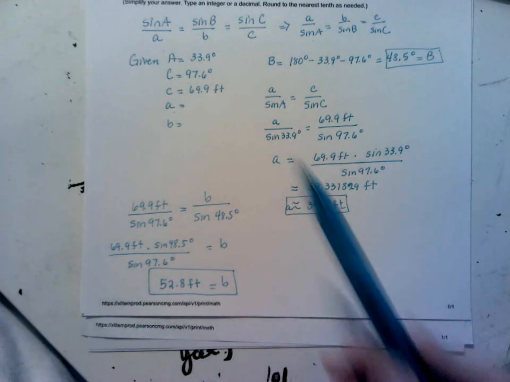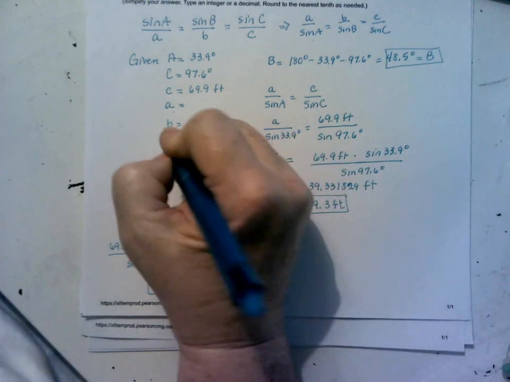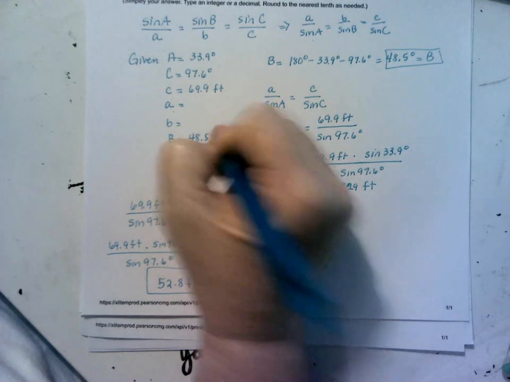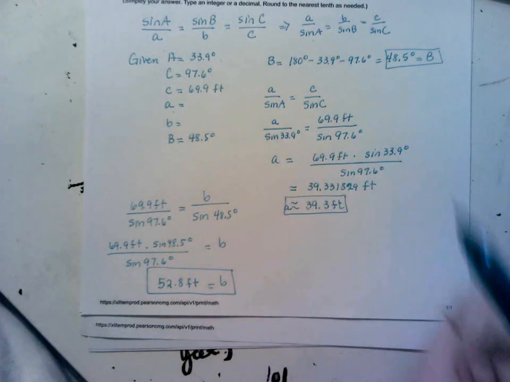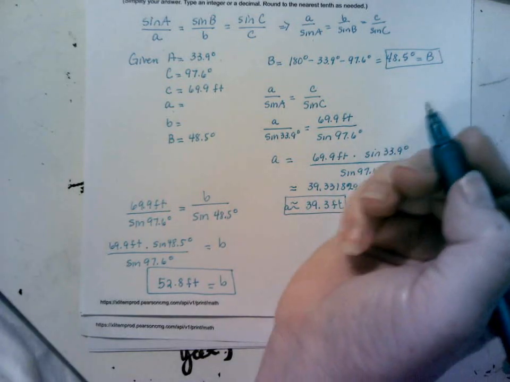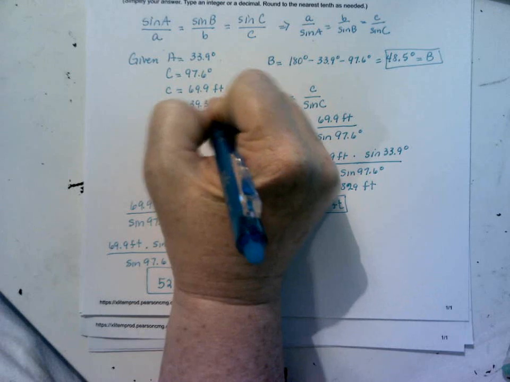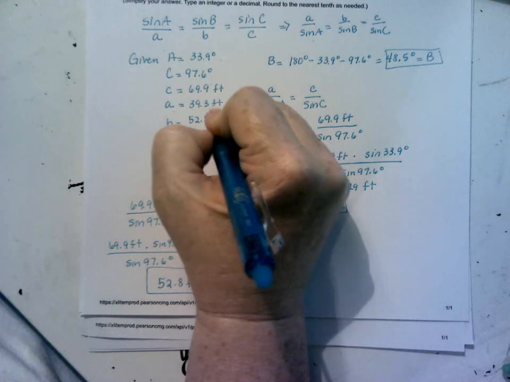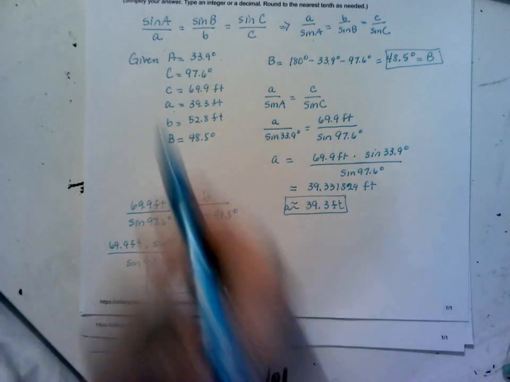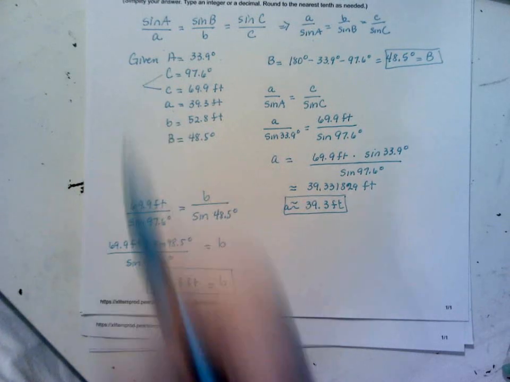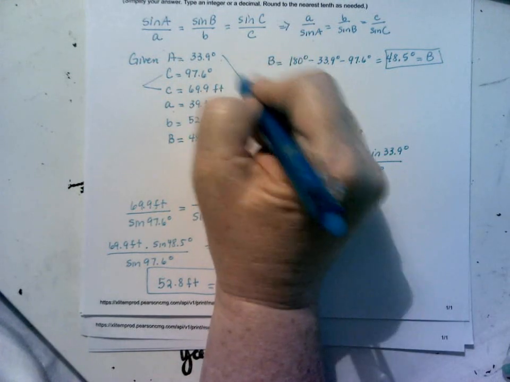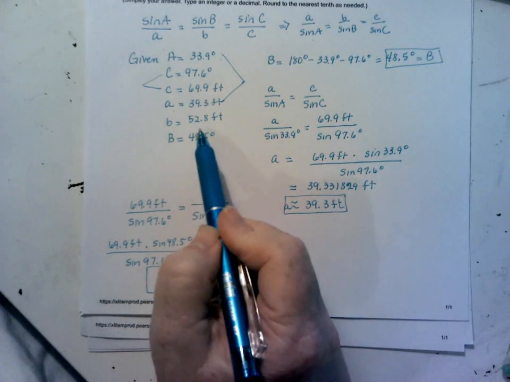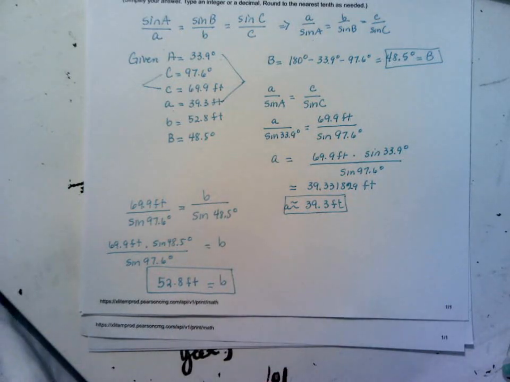So we look at this, our angles are A, B, and C, where B was 48.5 degrees, A was 33.9, and C was 97.6. We got that side A was 39.3 feet. We got that side B was 52.8 feet. So at least that's consistent. The biggest angle is C and the biggest side is C. The smallest angle is A and the smallest side is A, and similarly the middle angle is B and the middle side as far as length is concerned is also B.